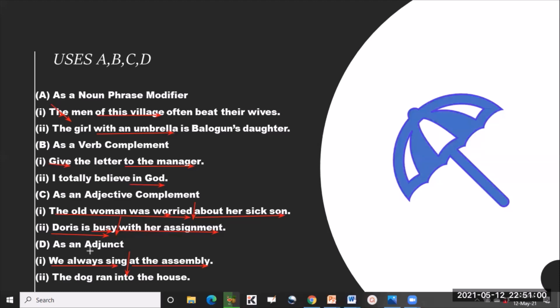So here it can be answered by an adjunct, which is a single word adjunct, or it can be answered by an adjunct, which is a prepositional phrase, all right, as we find it here. Now, we always sing at the assembly. This is telling us the place where we sing, all right?